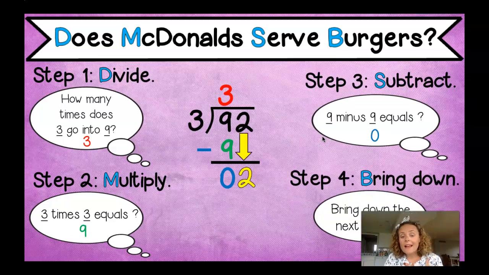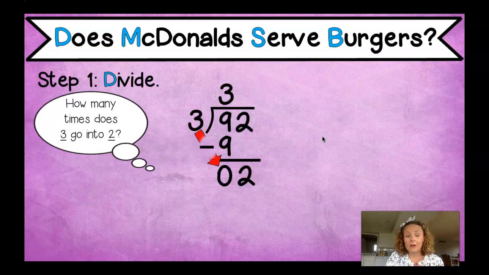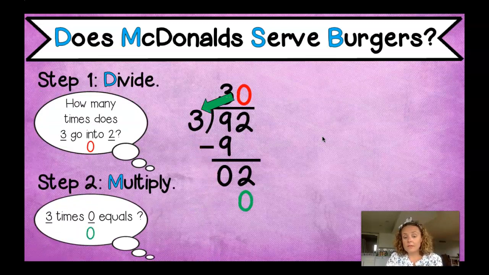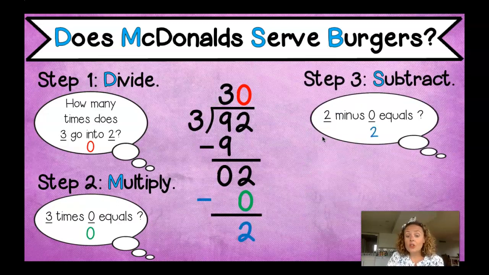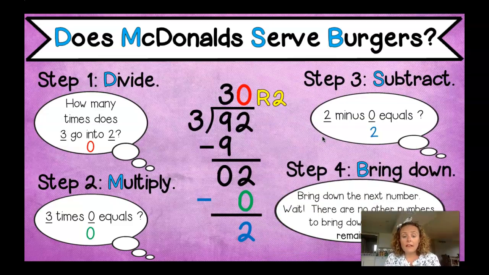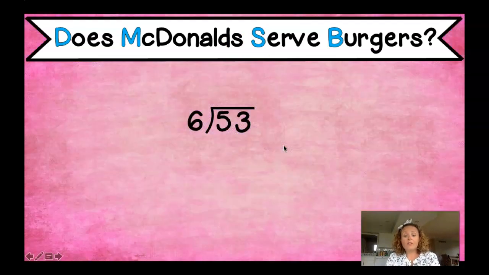3 goes into 2. How many times? 0 times. No 3s will fit into 2. So we put a 0 up there. Okay? Now, 0 times 3. We still follow the same steps. 0 times 3 is 0. We're left with 2. That 2 is our what? Our remainder. We know we're right because 30 times 3 is 90. Add the 2 back in. That's our dividend of 92. Very good. Pause this video.